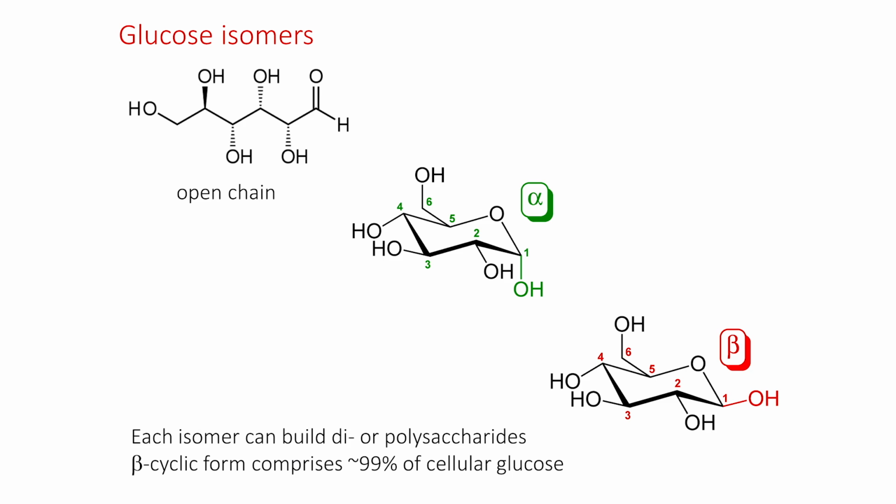The monomers of carbohydrates, or even the polymers, can exist in isomeric form. For example, these are the different forms of glucose. An isomer is just a slight rearrangement of the overall structure of the molecule. So glucose can be an open chain. It can be a cyclic molecule in one form or another, alpha or beta forms. And each of the different forms can be used to build polymers of carbohydrates.